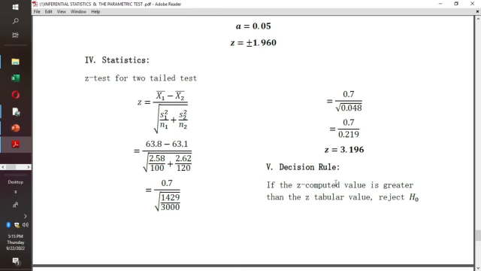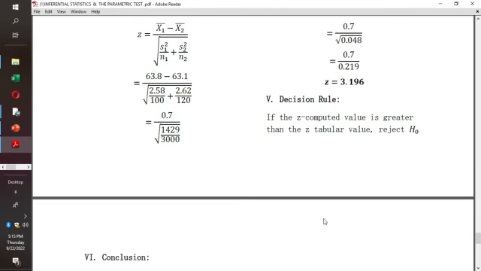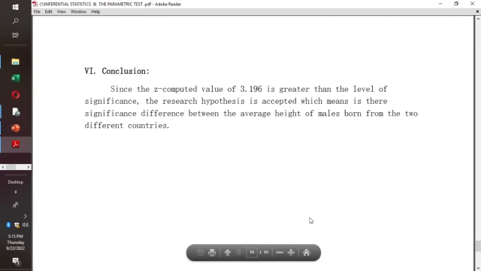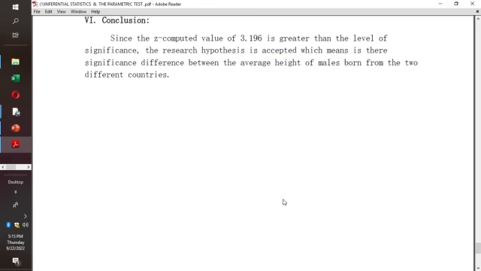Decision rule: if the z computed value is greater than the z tabular value, reject the null hypothesis. Conclusion: since the z computed value of 3.196 is greater than the critical value, the research hypothesis is accepted, which means there is a significant difference between the average height of males born from the two different countries. That's all po. Thank you.